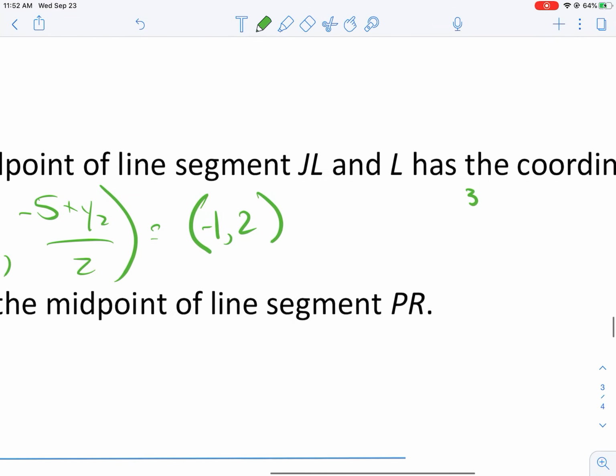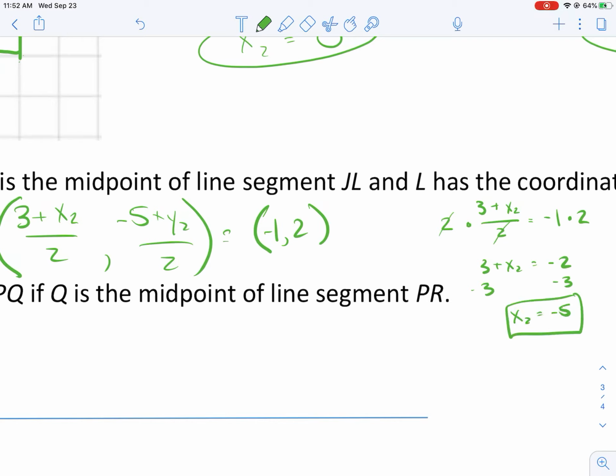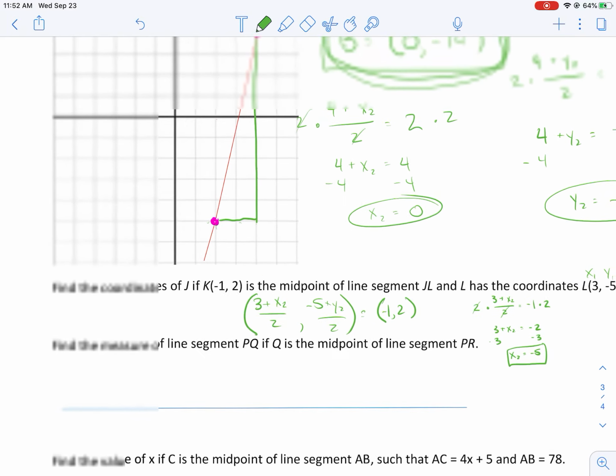Okay, so I'm just going to have to find some space to solve these. So I'm going to go with 3 and put them over here. So (3 plus x2) divided by 2 is equal to -1. I'm going to multiply both sides by 2. Cancel. 3 plus x2 is equal to -2. Subtract 3, x2 is equal to -5.